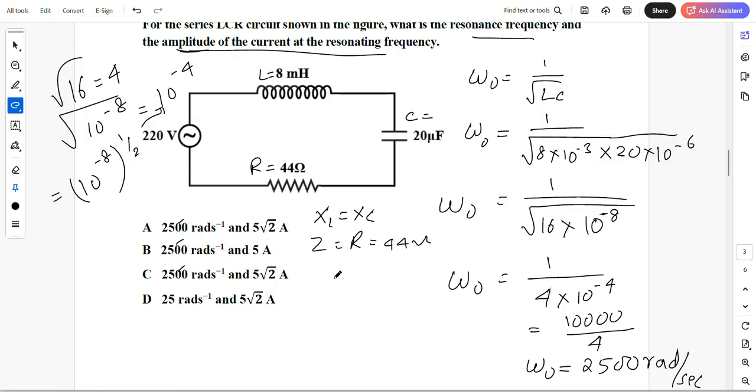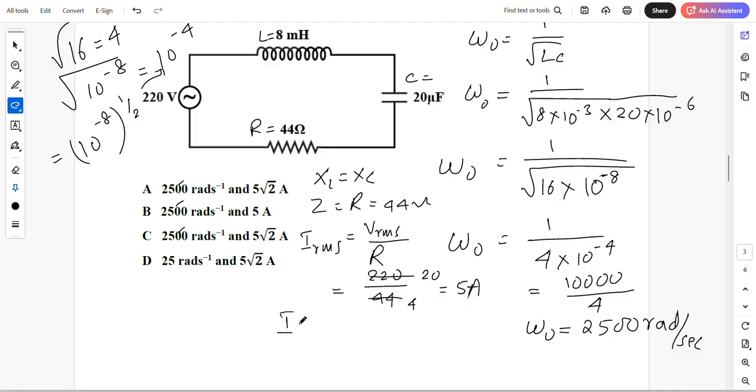What is the value of IRMS? We know IRMS is equal to VRMS by R. VRMS they have given as 220 volts, divided by R, which is 44. Four 11s are 44, two 11s are 22, so that is equal to 5 amperes. I got IRMS, 5 amperes. Right. But what do you have to calculate?